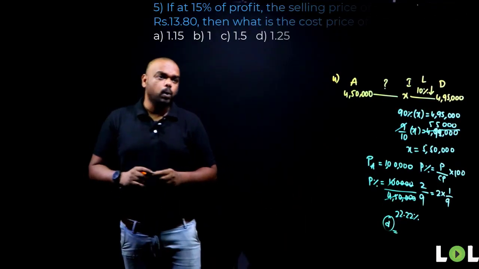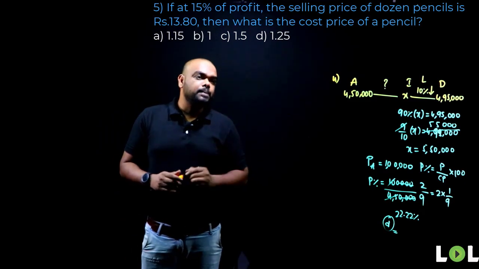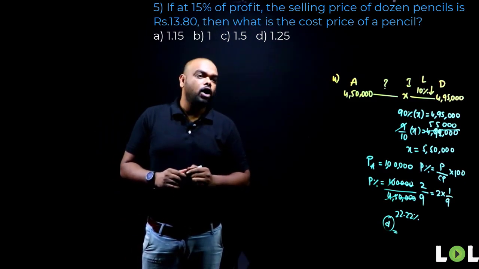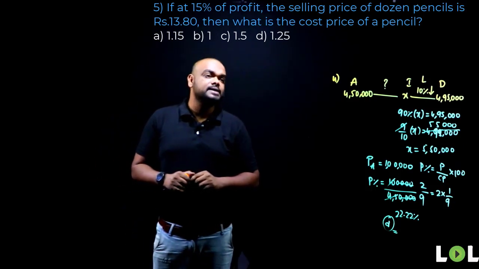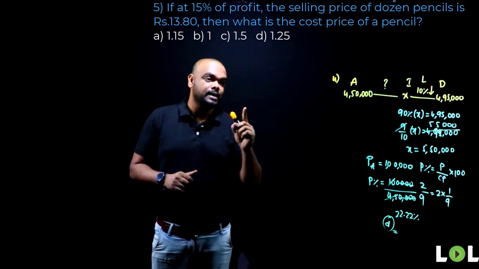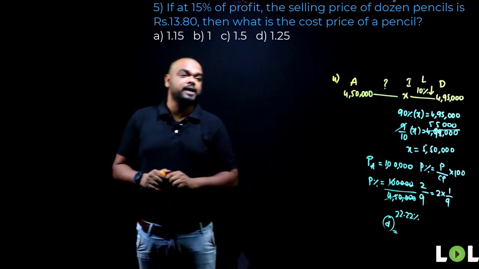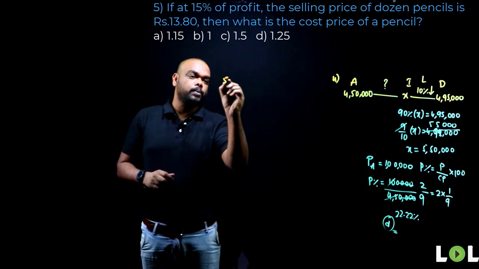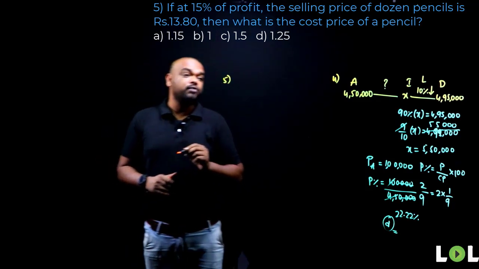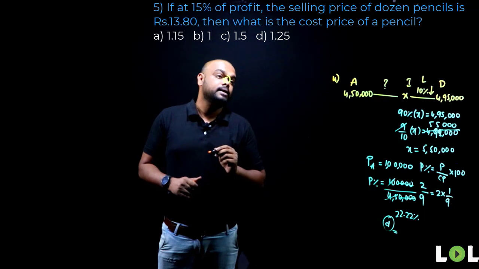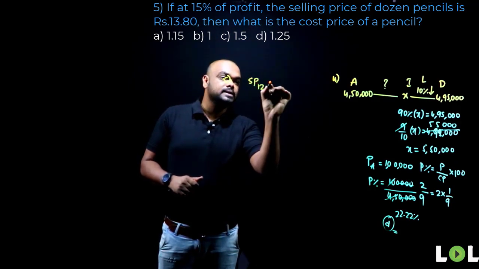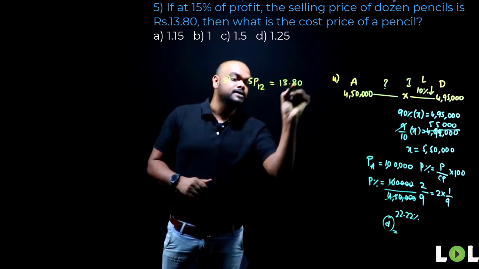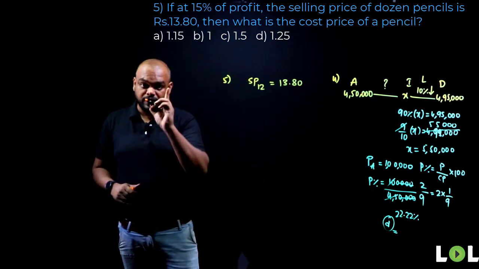Question number 5. What do we have? If at 15% profit, the selling price of a dozen pencils is rupees 13.80, then what is the cost price of a pencil? For a single pencil, what is the cost price? Okay, what it told, understand it properly. At a 15% profit, selling price of a dozen, that is 12, is equal to 13.80. Now, SP of 12 pencils is equal to 13.80. Okay, and at a profit of 15%.